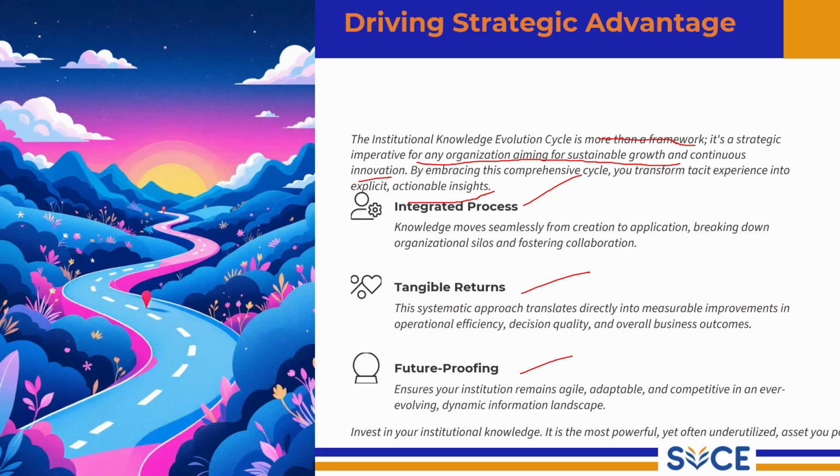And the last one is future proofing. It ensures that your institution remains agile, adaptable, and competitive in a dynamic information landscape. By constantly evolving the knowledge, organizations stay ahead of the change and remain competitive.